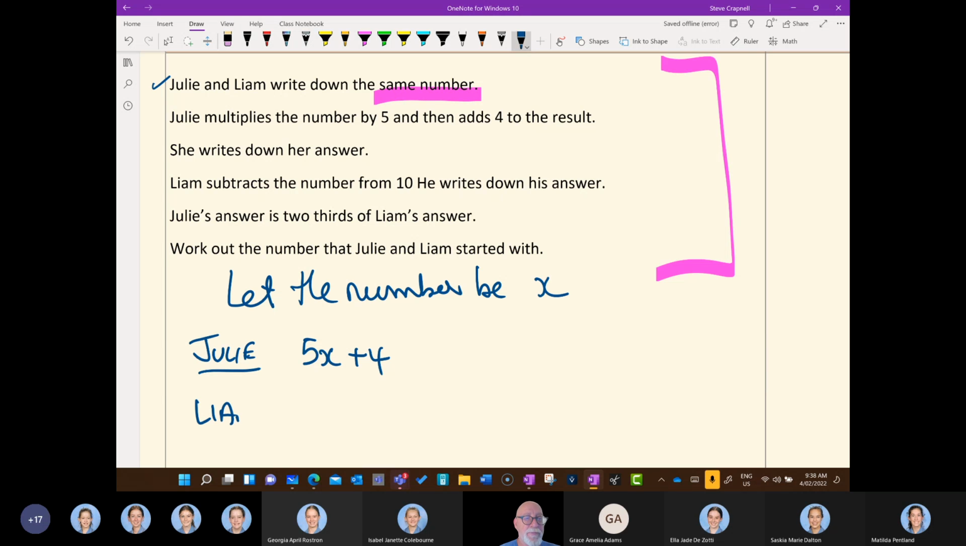Let's have a look at Liam. Liam subtracts the number from 10. Now that is very dangerous in maths, the way they've written that. He subtracts the number, the unknown number, from 10. So be careful there. That's how we write it. He subtracts the number from 10. Cool? He writes down his answer.